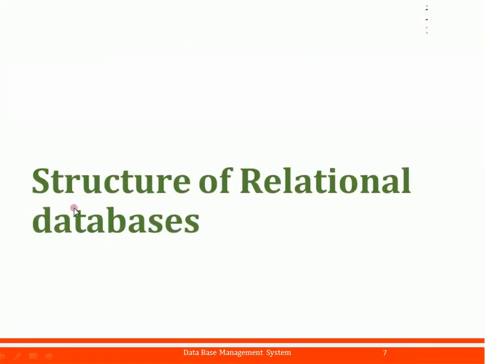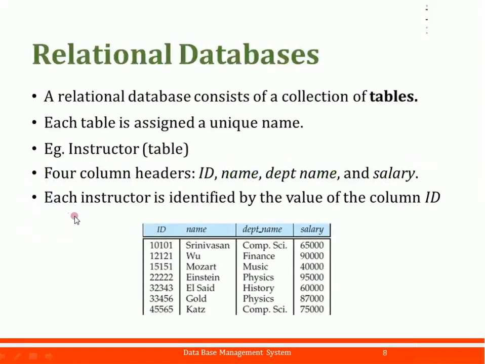Now we'll discuss what the structure of relational databases looks like. So this is an example of a relational database. We know that a relational database is a collection of tables, and each of these tables is assigned a unique name. For example, instructor is a table. That is the table which stores the details of the instructor.